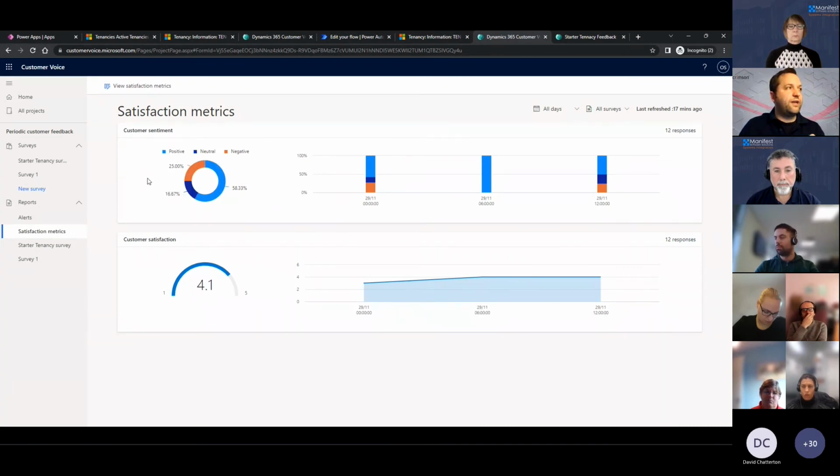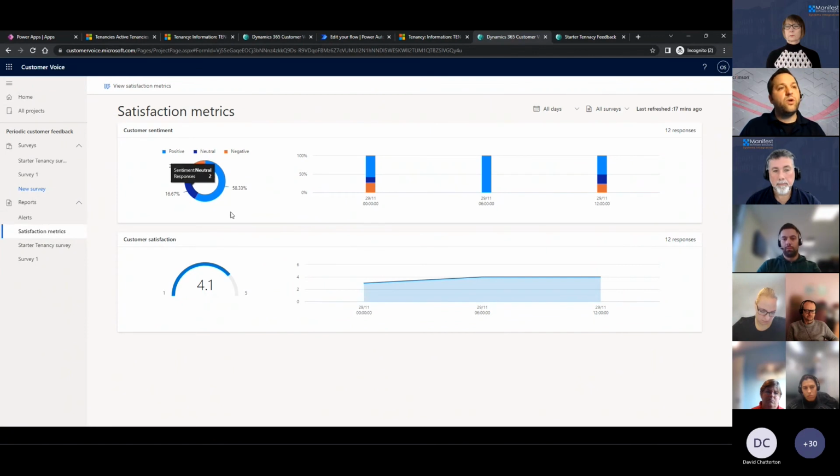But the sentiment is a really interesting one. So that final question was actually around sentiment analysis. And as you can see, using the AI model within the Power Platform, what it's brought back is that there's actually 58% is quite positive. There's a couple of neutrals and then some negative ones.